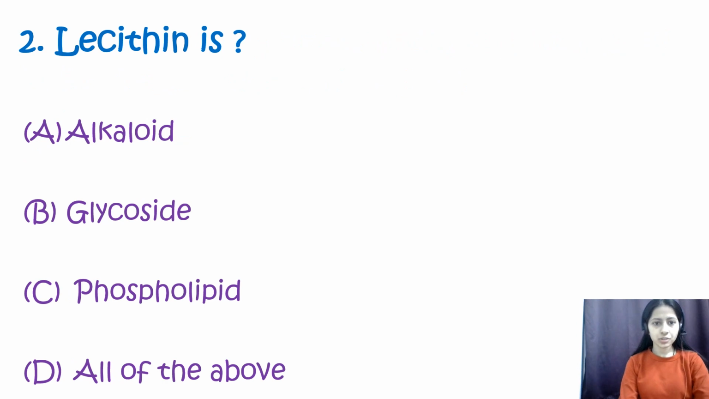So next, question number 2, lecithin is option A, alkaloids. Option B, glycosides. Option C, phospholipids. And option D, all of these. So lecithin is a phospholipid, option C. Even lecithin works as an emulsifier. So here the correct option is option number C, that is phospholipid.